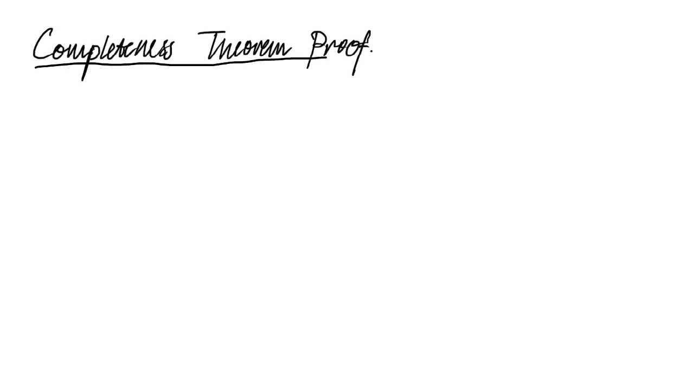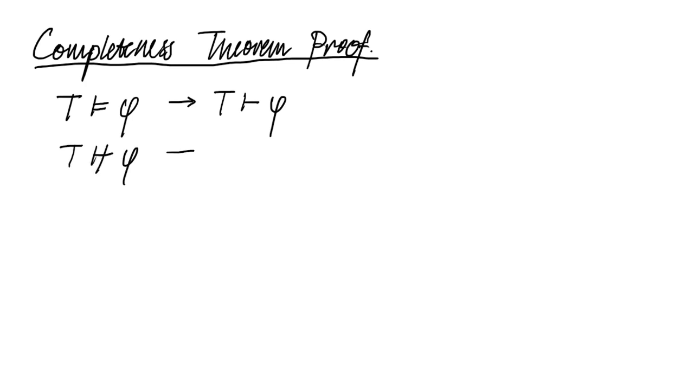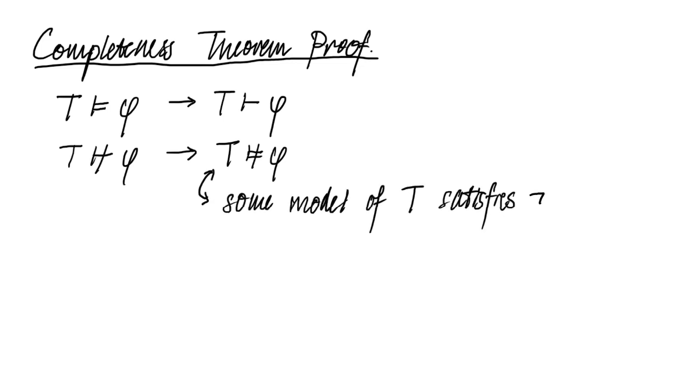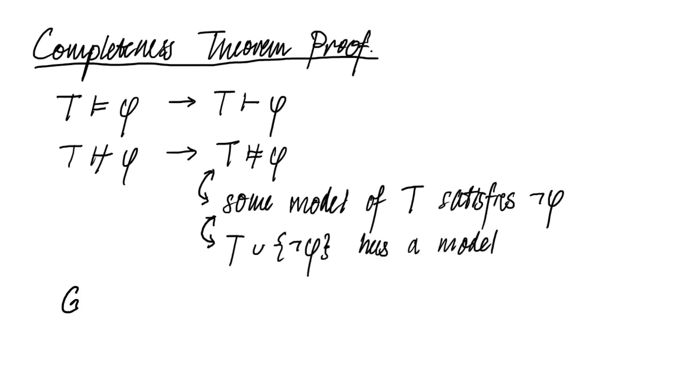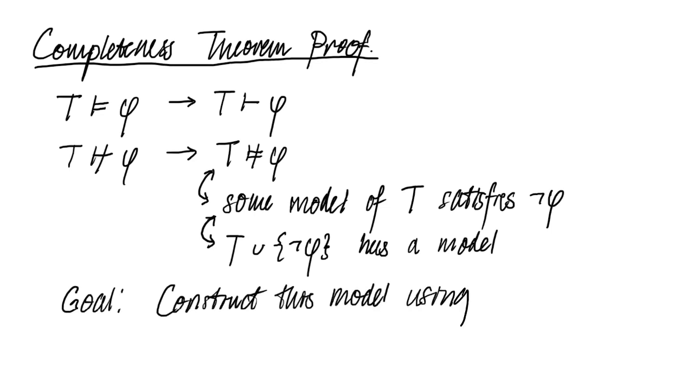We will now begin with the main part of Gödel's completeness theorem proof. We are trying to prove that given a theory T, a sentence phi being true in every model of T implies that T proves phi. We proceed by proving the contrapositive. T does not prove phi implies that phi is not true in every model of T. This is equivalent to saying that some model of T satisfies not phi, or that the union of T and not phi has a model. Thus, if we can construct a model of T that satisfies not phi, we have proven the completeness theorem.